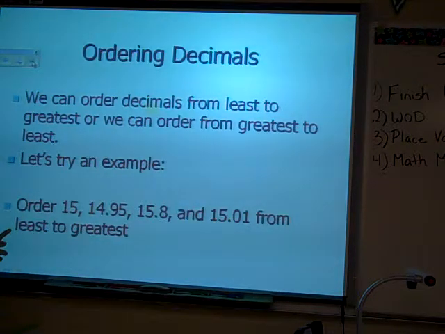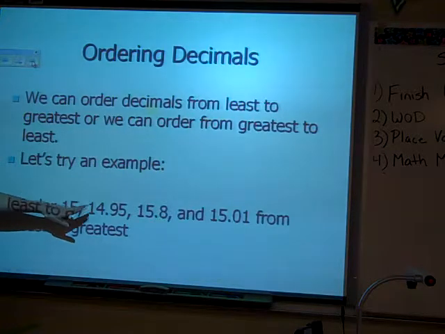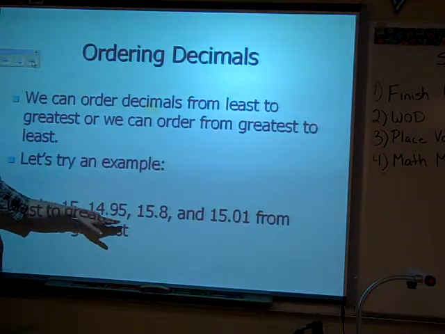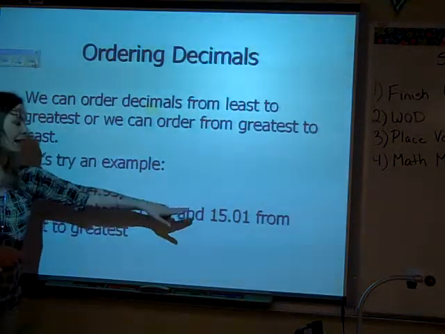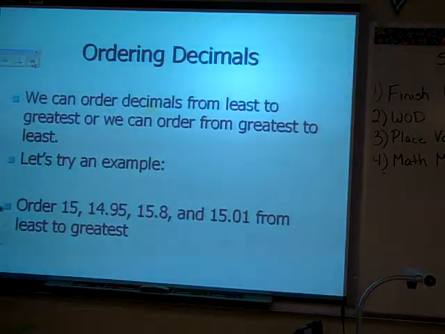Ordering decimals. Just like we can compare whole numbers and order whole numbers, we can compare and order decimal numbers. We can order decimals from least to greatest or from greatest to least. Let's try an example. We're going to order the numbers 15 and 14 and 95 hundredths, 15 and 8 tenths, and 15 and 100th from least to greatest.